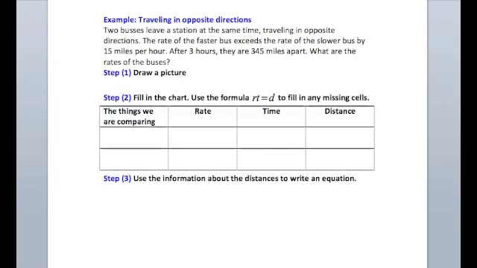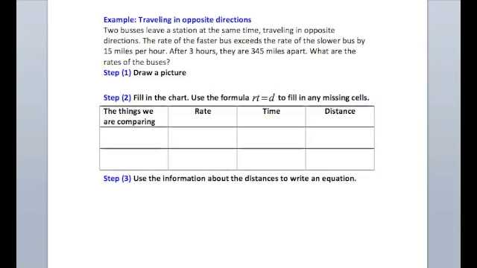In this video, you'll learn to solve distance, rate, and time problems. In our first example, we have a situation where two buses are traveling in opposite directions. So two buses leave a station at the same time, traveling in opposite directions. The rate of the faster bus exceeds the rate of the slower bus by 15 miles per hour. After 3 hours, they are 345 miles apart. What are the rates of the buses?